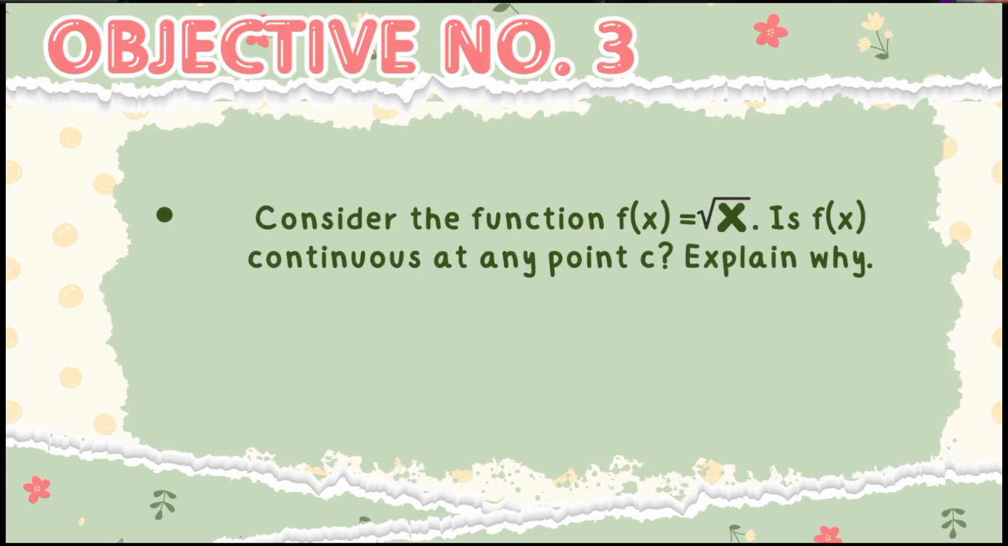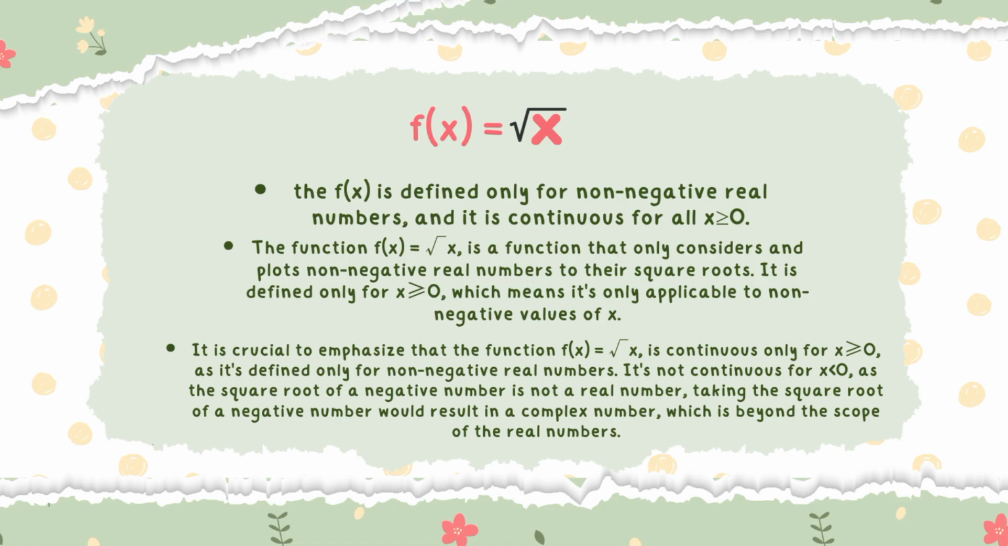Number 3 is to consider the function f of x equals square root of x. Is f of x continuous at any point c? The function f of x equals square root of x is a function that only considers and maps non-negative real numbers to their square root. It is defined only for x greater than or equal to 0, which means it's only applicable to non-negative values of x.